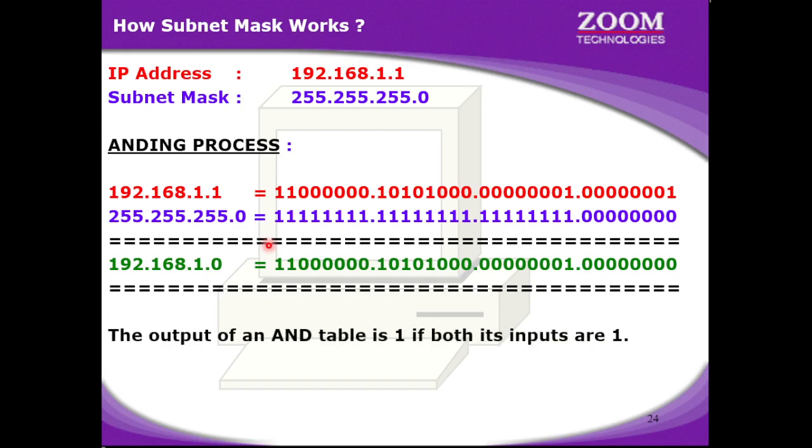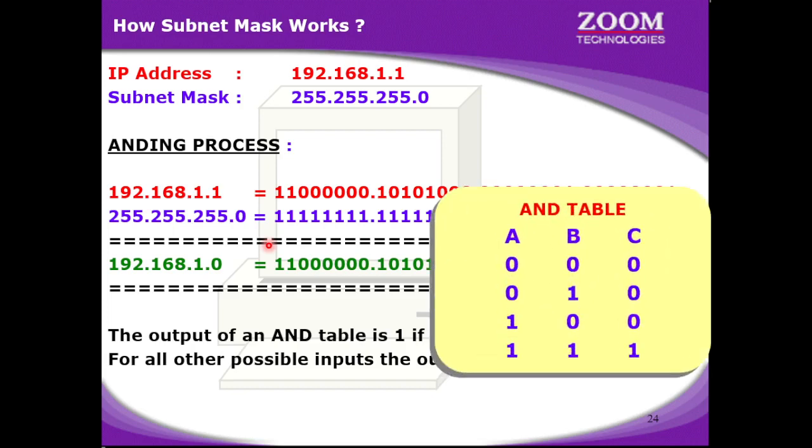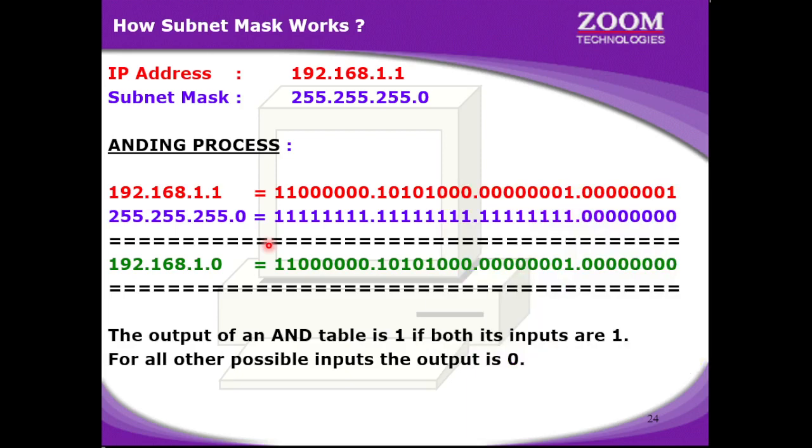So, the output of AND table is 1 if both the inputs are 1. And for all other possible output or input, the output is 0. So, ito po yung nagiging itsura ng AND table. So, A times B is equals to C. So, therefore, nakikita po natin na makukuha po natin yung tinatawag na network address natin if we use the AND process or ANDing process. Okay?